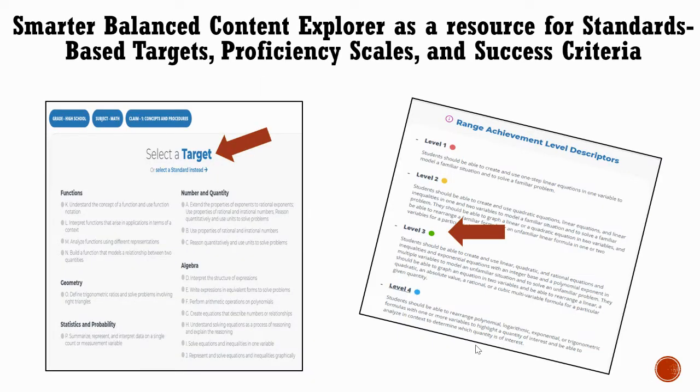Where do we go for resources to help us develop pre-informative assessments aligned to the target and scale for our standards-based unit of study? Once again, the Smarter Balanced Content Explorer can provide us assistance in ELA and math, as well as inform other content areas. You will remember in Units 3 and 4, we examined the targets and achievement level descriptors to clarify the unit's success criteria.